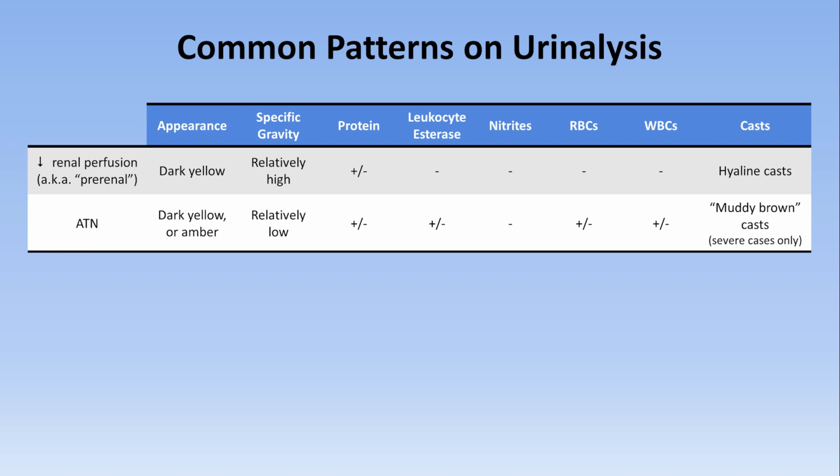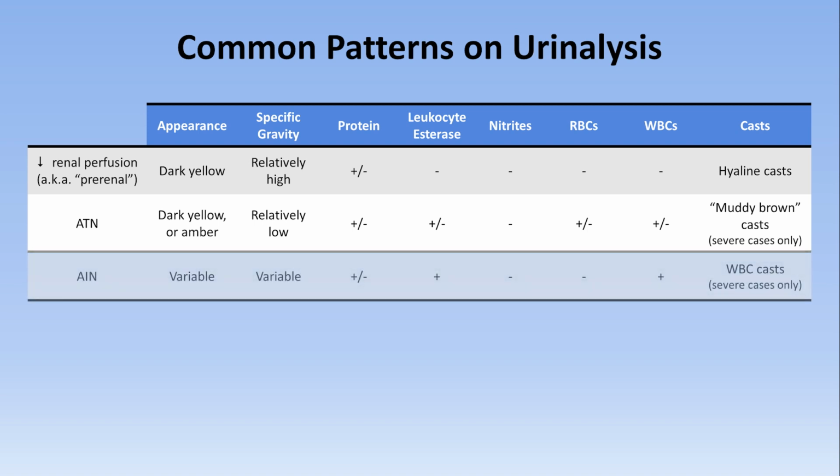ATN may be either dark yellow or amber. The specific gravity here is relatively low. There may or may not be protein, leukocyte esterase, RBCs, or WBCs. The most distinctive feature of ATN on the UA is the presence of so-called muddy brown casts, but they are only seen in the most severe of cases.